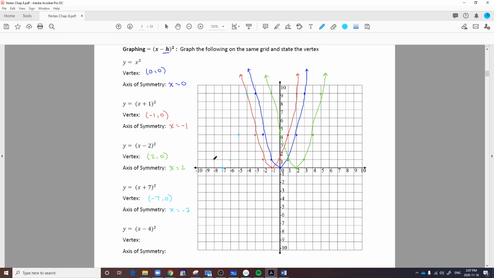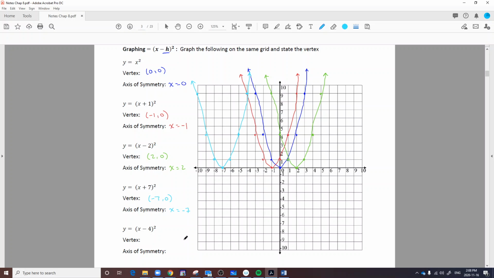And again, check these points. Plug them into a table of values and you're going to get this shape. But if you can get to know the y equals x squared shape, instead of constantly having to make a table of values, you can just say, okay, where's this graph going to start? Where's my vertex? And what shape is it going to have from there?